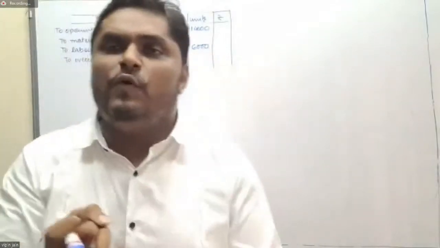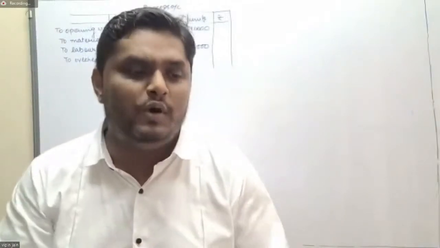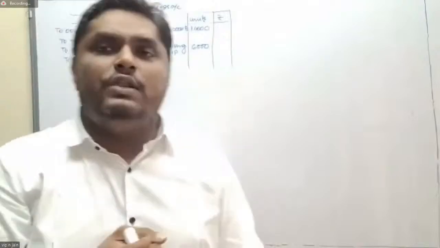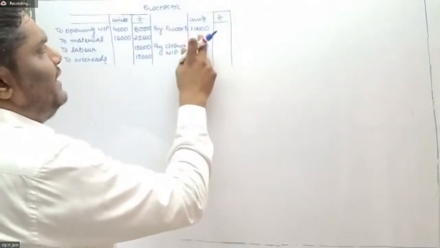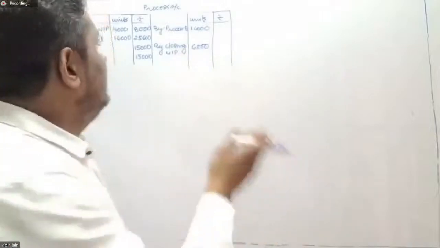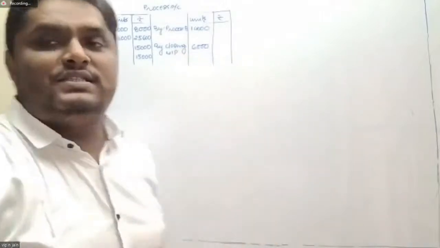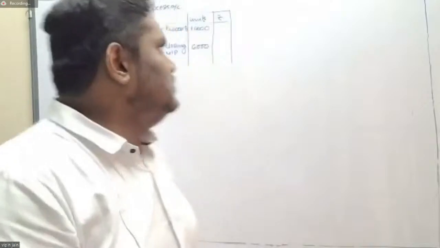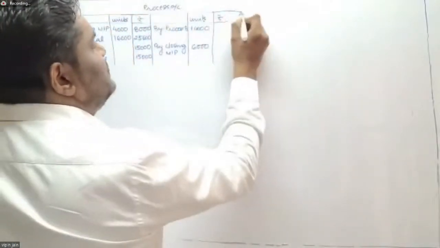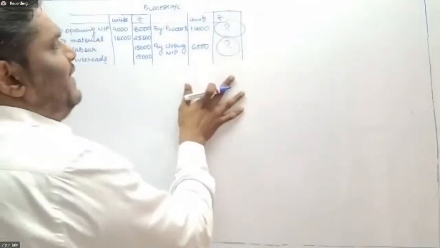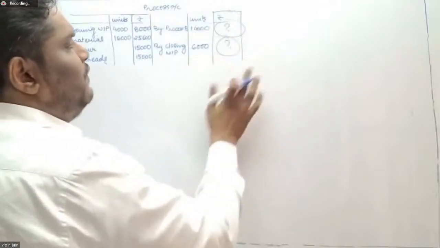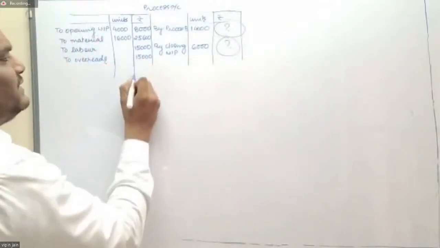There was an opening work in progress of 4,000 units. 16,000 units were introduced. So total we have 20,000 units in hand. Out of these 20,000 units, 14,000 units are transferred to the next process, and balance 6,000 units are still in process. Now we have to calculate first of all the cost per unit, and we have to apportion the cost. The major motto of this question is to calculate these two figures. That is, what will be the value of units that are transferred and what will be the value of closing work in progress. So let's start, guys.